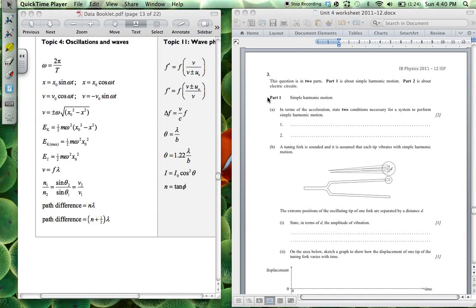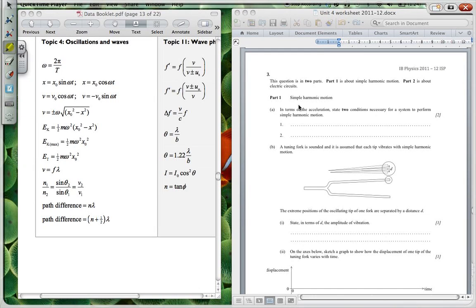Question 3 from the worksheet for Unit 4, and the first question reads: simple harmonic motion. In terms of the acceleration, state 2 conditions necessary for a system to perform simple harmonic motion. So for that, we know we are looking at our formula here: a is equal to minus omega squared x. That is our defining equation.